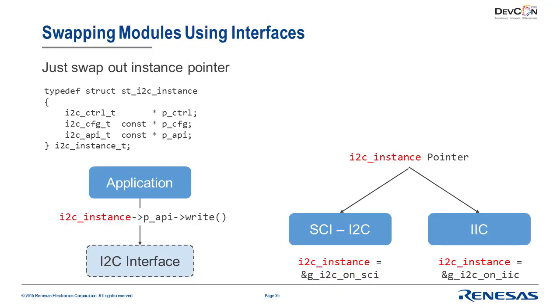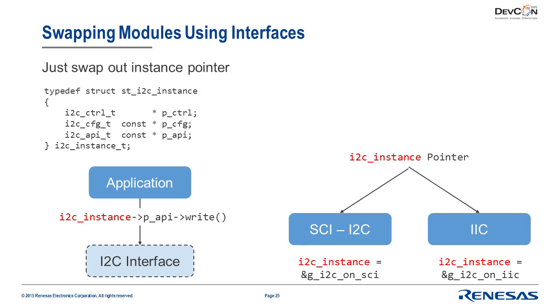So let's look at swapping modules using interfaces. The only thing you have to do is swap out the instance pointer. Remember, back at the very beginning of this, we looked at two ways of swapping out sample code and moving to what you needed. We looked at replacing and then supporting both. Let's look at how we do it with SSP. Once again, as a reminder, here's what the instance structure looks like. There's a pointer in there to the control structure, the configuration structure, and the API structure. And then beneath there, we're declaring one P_I2C. It's a pointer we're using.